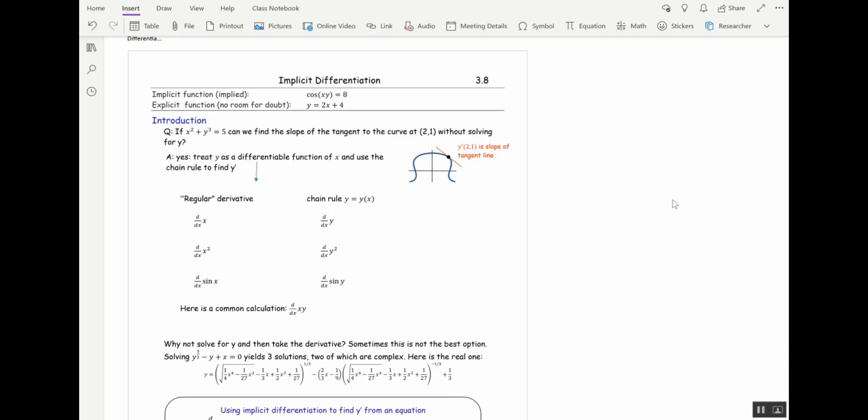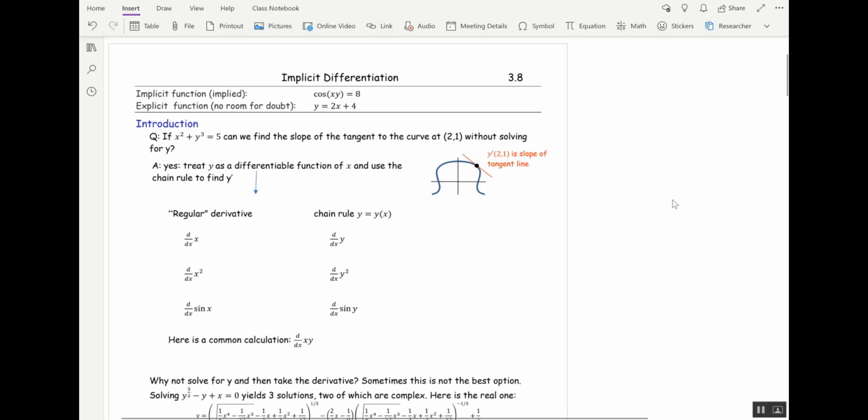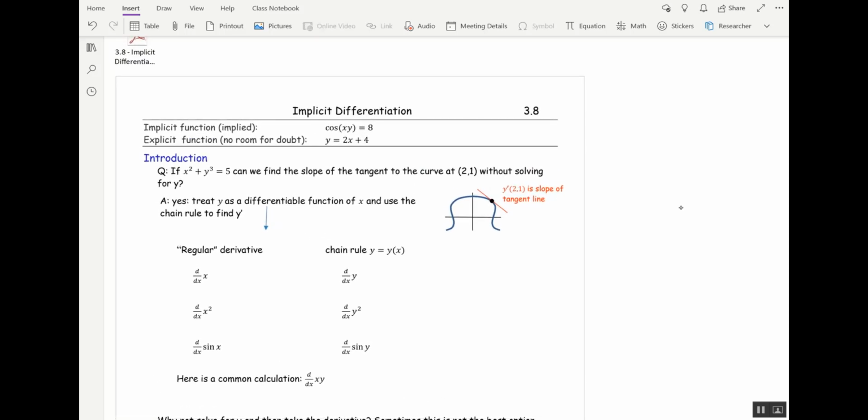This is section 3.8, implicit differentiation. So the idea is, if you have an implicit function of y, what does that mean? It means y hasn't been solved for directly. So at the top here, I have an explicit function where if you wanted y prime, you could just take the derivative.